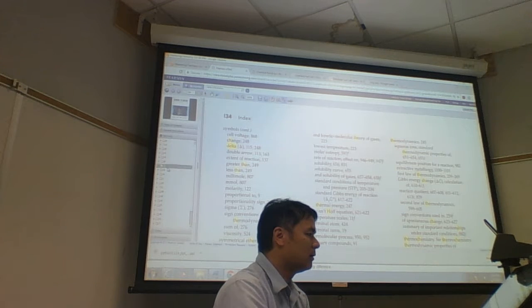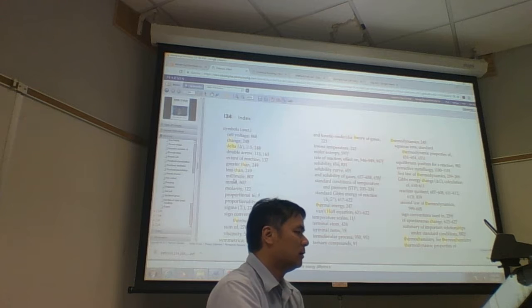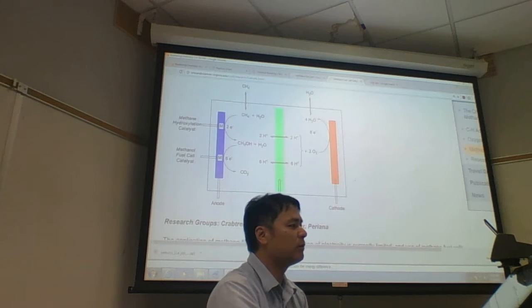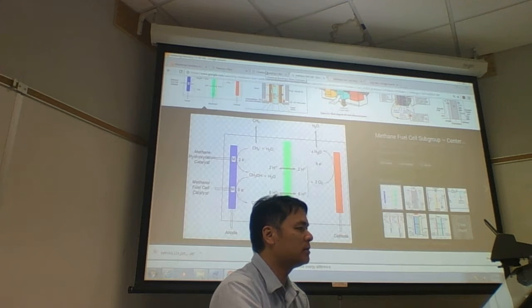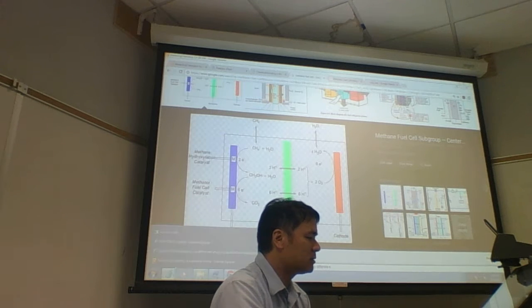Right, so elements in their standard state react to form 1 mole of a product. Yeah, that's it. It's the formation of 1 mole of substance from its elements in their standard states. So let's go back to this one and take a look.